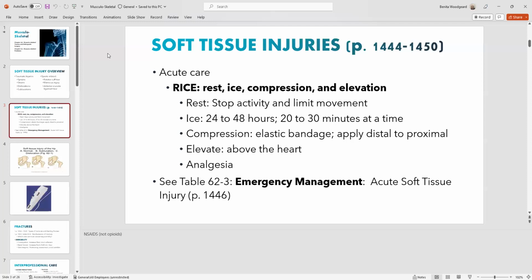When compression is used, remember it is applied distally at the bottom and you go up toward the heart, you elevate. And analgesia, these types of surgeries do not and should not be requiring opiates. They should require NSAIDs, Tylenol, those types of analgesic agents.